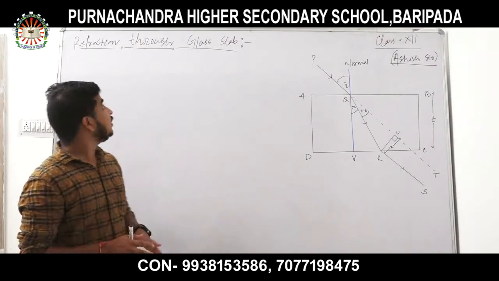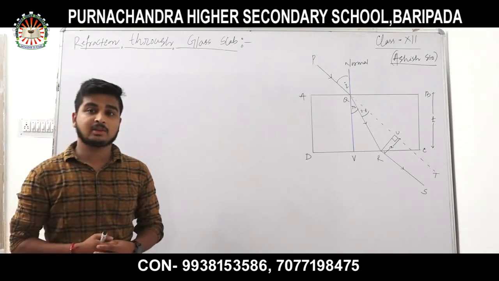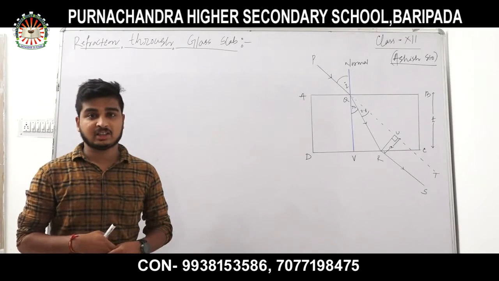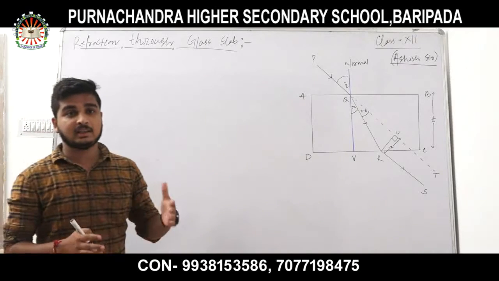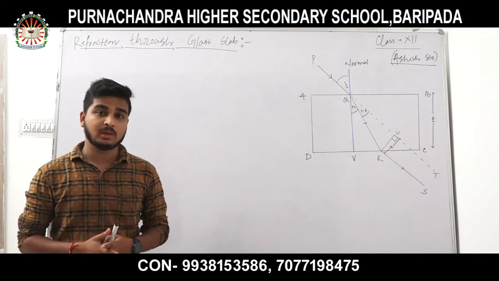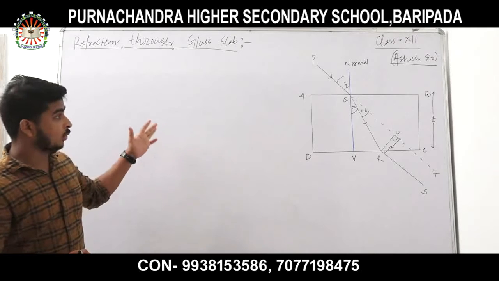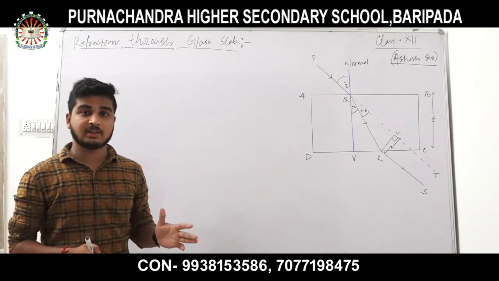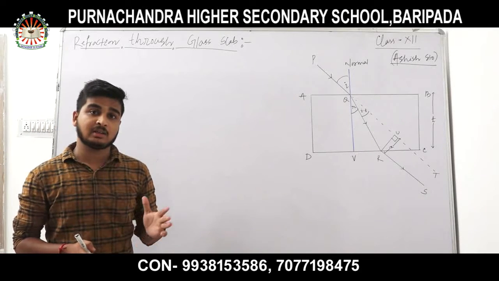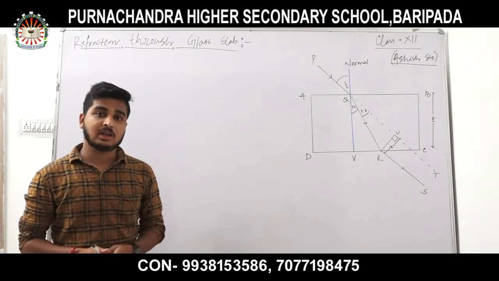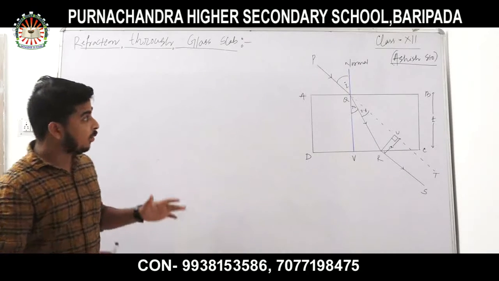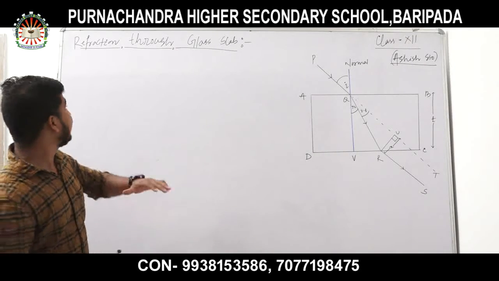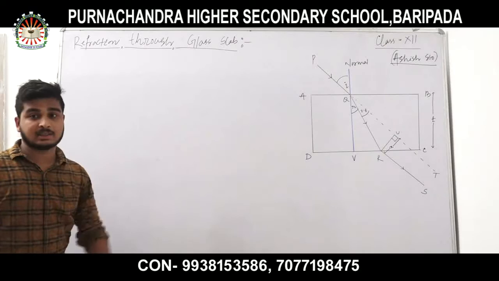So in our previous class, we discussed refraction and Snell's law, that is sin i divided by sin r is equal to mu, and we discussed total internal reflection and its applications, such as the brilliance of diamond and optical fiber. Now our next topic is refraction through a glass slab.